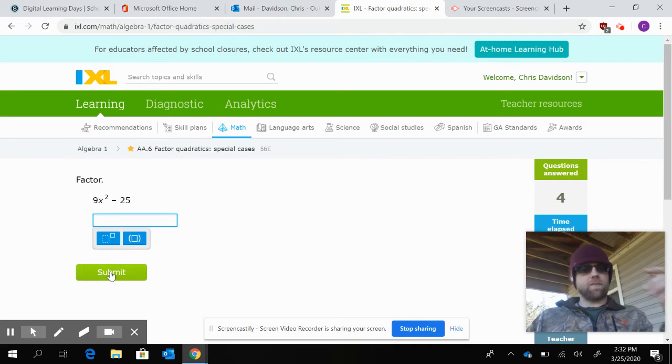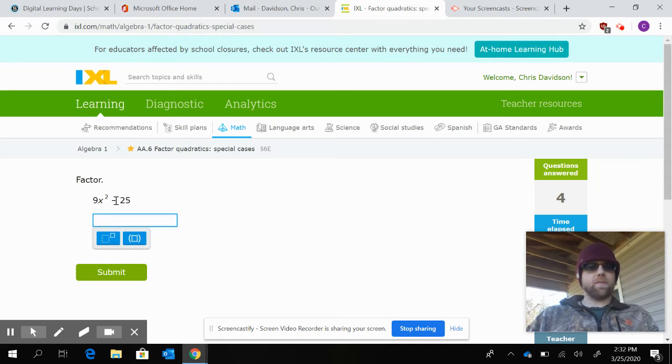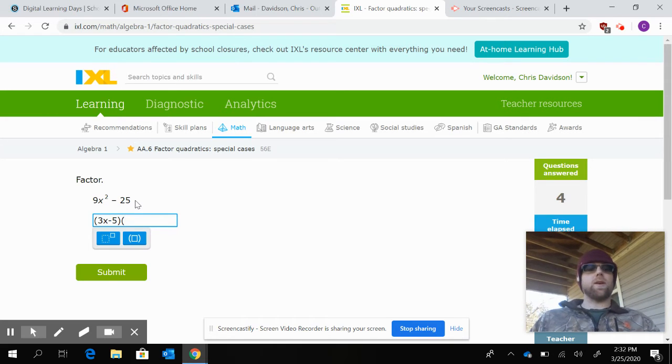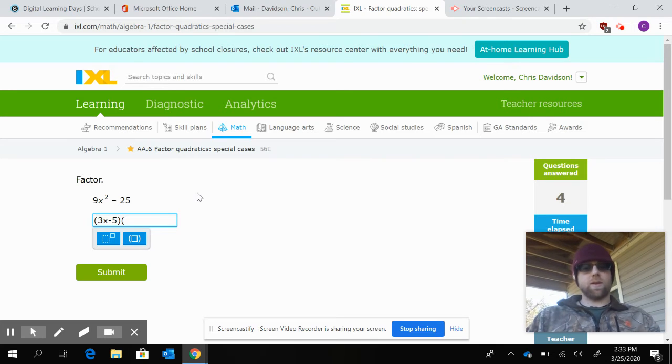All right, right here: 2 terms, minus sign in between them. Perfect square of 9 is 3. Perfect square of 25 is 5. All right, and so we can go 3x minus, what's the perfect square of 25? It's going to be 5. Put your parentheses. And now you're just going to do a whole other set of parentheses of that same exact thing, but instead of a minus sign, you're going to put a plus sign. So we have 3x plus 5.